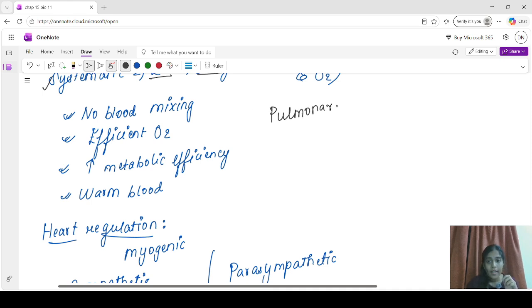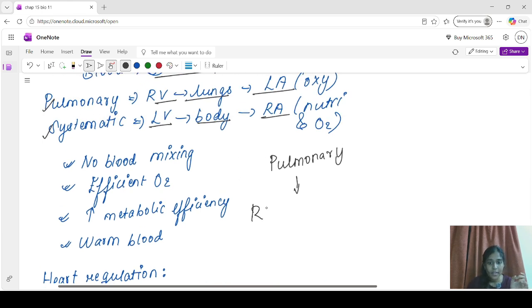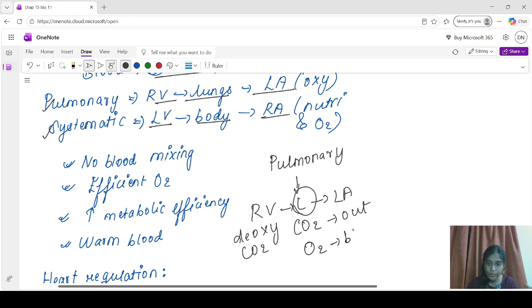In the pulmonary circulation, we have already seen that the path is from right ventricle to lungs to left atrium. So here I have to explain step by step. The right ventricle pumps the deoxygenated blood. The right ventricle contains blood rich in CO2 and poor in oxygen, and it pumps this blood into the pulmonary artery. And blood will reach the lungs. Inside the lungs, carbon dioxide diffuses out and oxygen diffuses into the blood. And this process is called oxygenation.